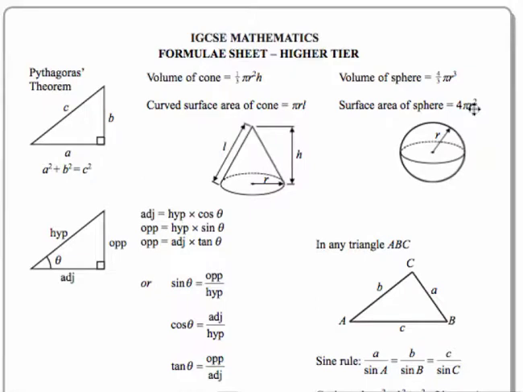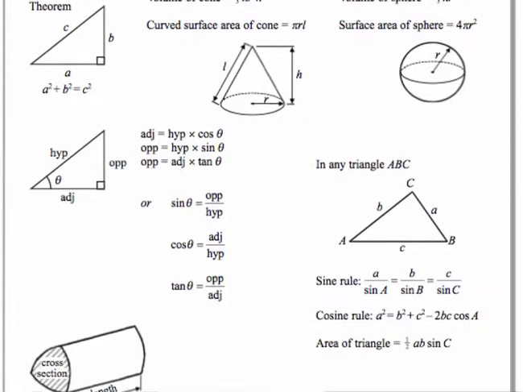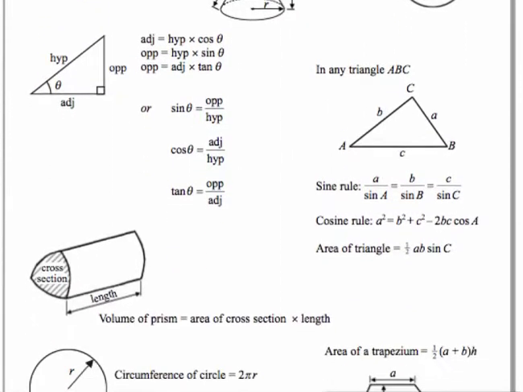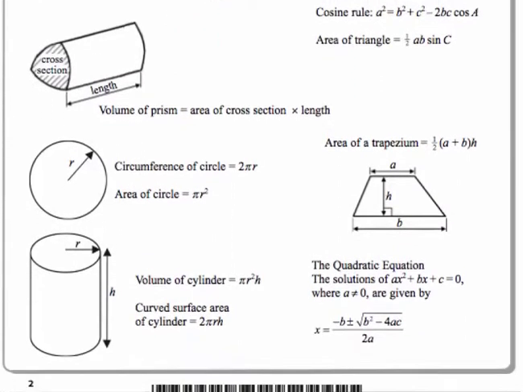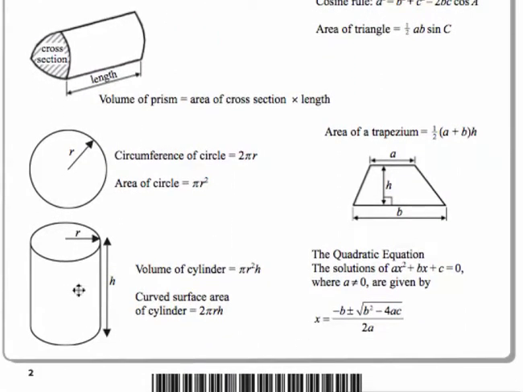Now, if we look down a bit, is there something about volumes of cylinders? The answer is yes, down at the bottom here. The volume of the cylinder is pi r squared h, where h is the height, and the curved surface area of the cylinder is 2 pi rh. So let's go back to the question now.